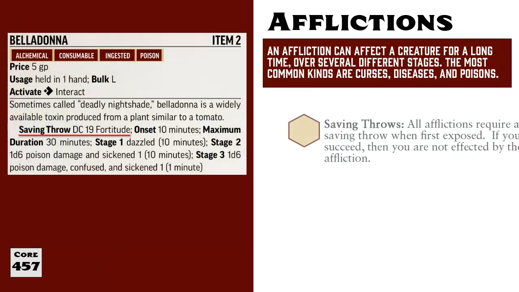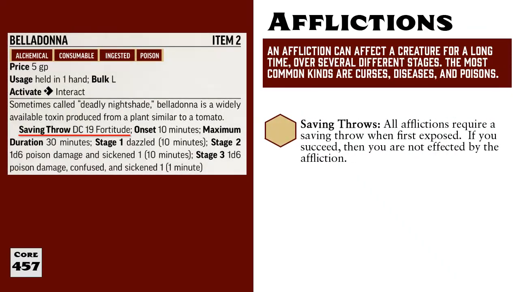All afflictions start with a saving throw, which is usually fortitude but could also be will, especially in the case of curses. When you are first exposed to an affliction, you attempt the listed save. If you succeed, then the affliction has no effect. But if you fail the save, you become infected or poisoned or cursed, or suffer whatever other fun the affliction has in store for you.